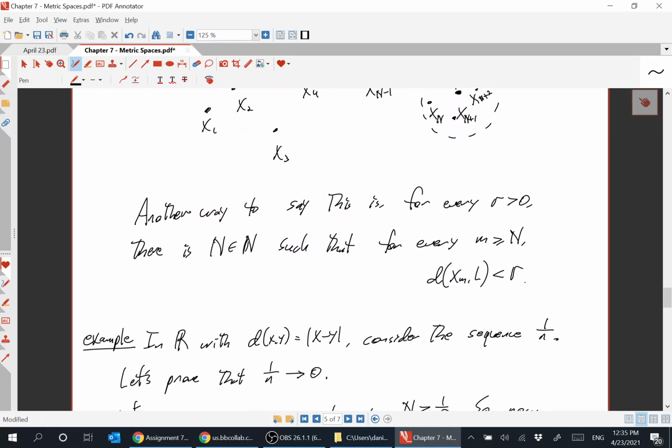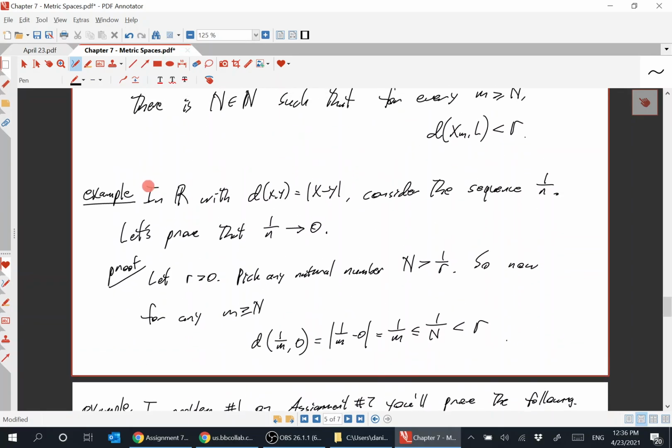Another way to say it is this. This is a statement with for all, there exists. For every tiny real number r, there is a natural number N such that when m exceeds N, the distance of the sequence to the limit is less than r. So that sequence gets as close to the limit as you'd like it to.